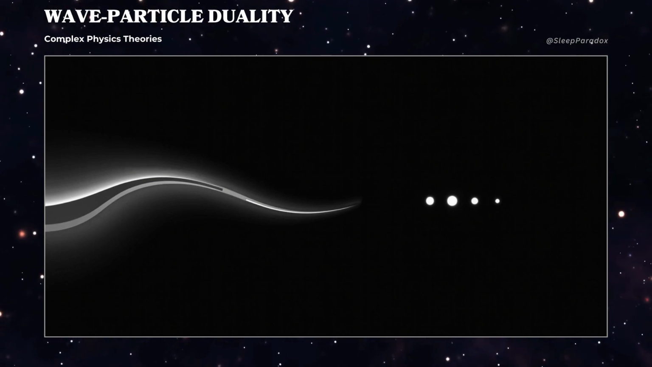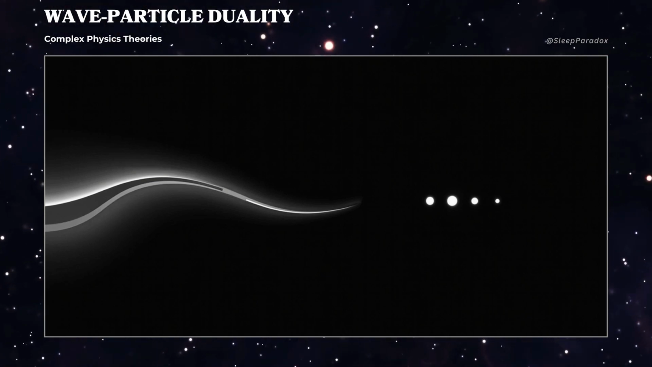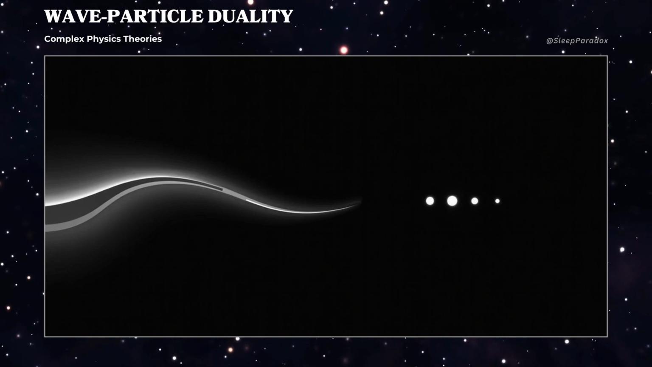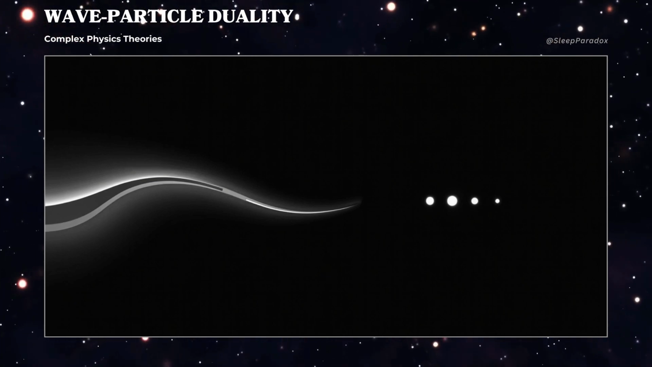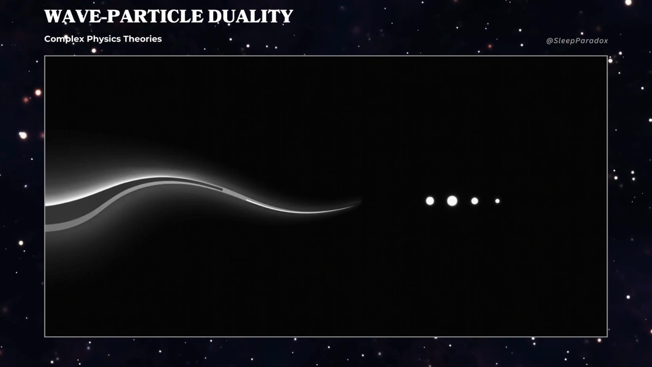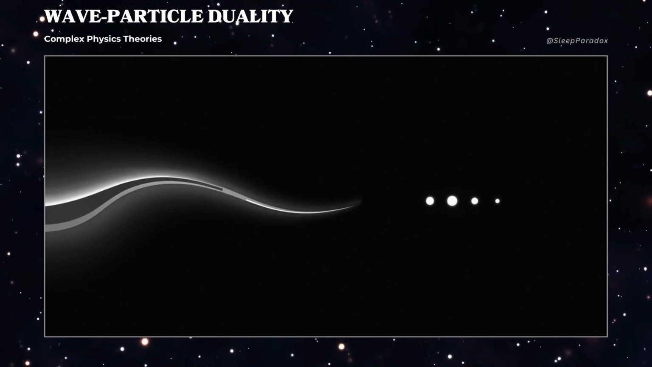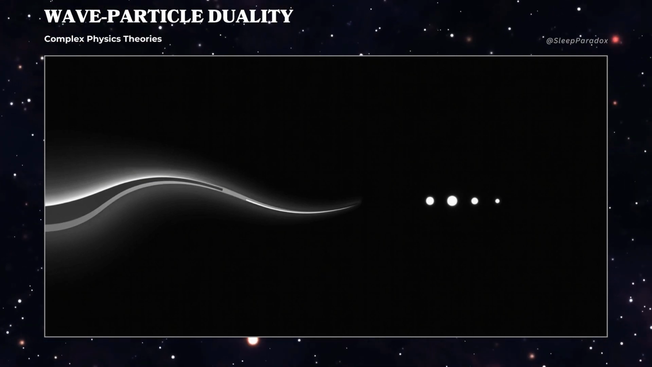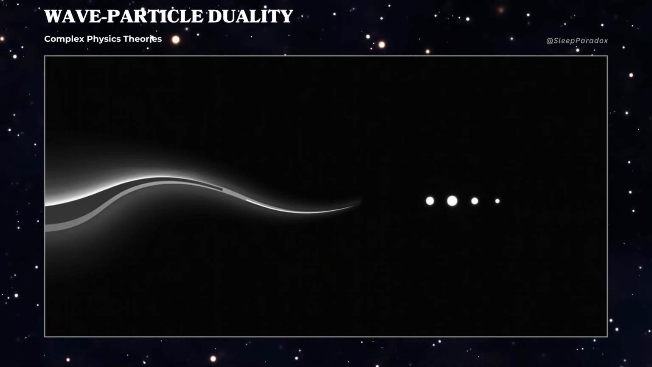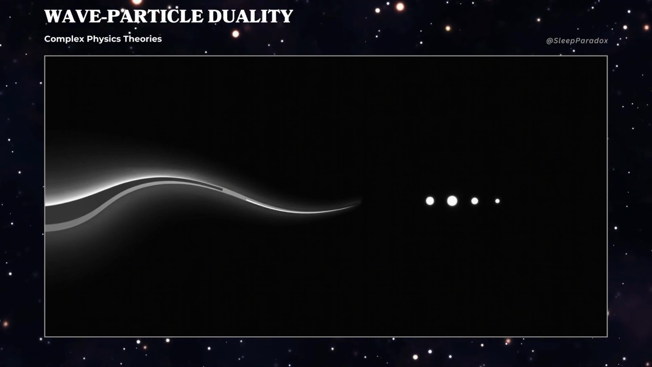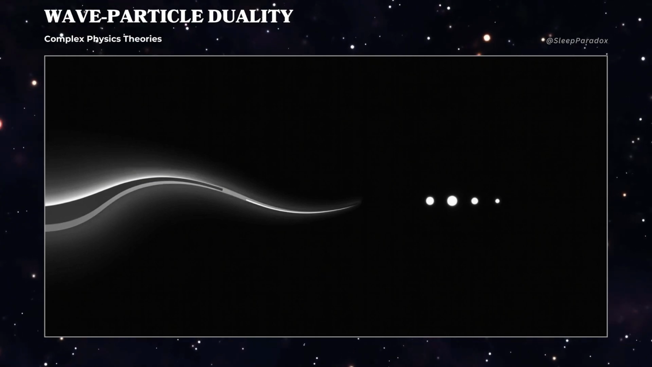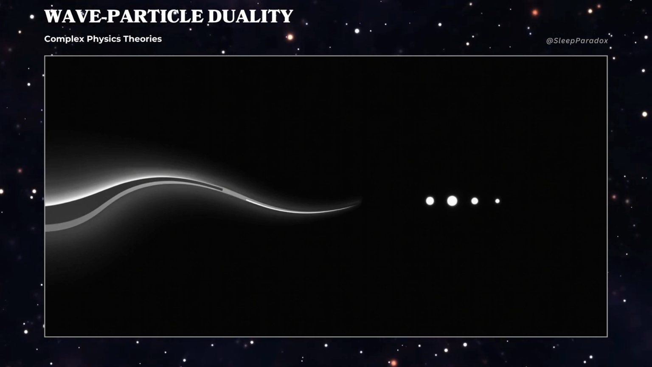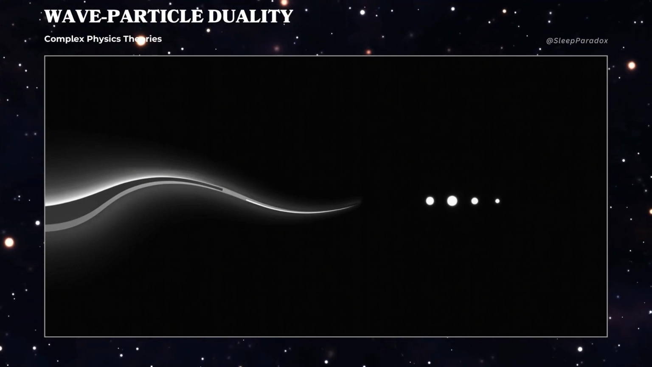But it didn't stop with light. Later experiments showed that electrons, particles we normally think of as solid matter, could also create interference patterns. Fire a beam of electrons through a double slit, and the same wave-like pattern appears. Even individual electrons, sent one at a time, gradually build up an interference pattern over time. That means each electron behaves like a wave, interfering with itself.